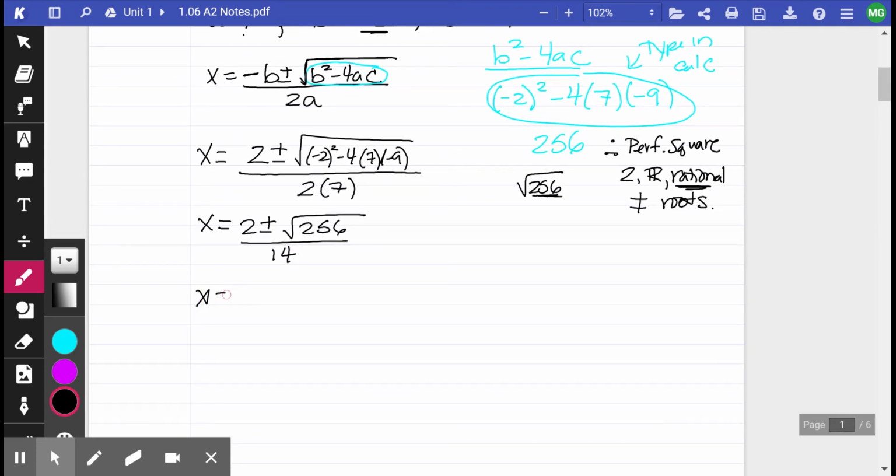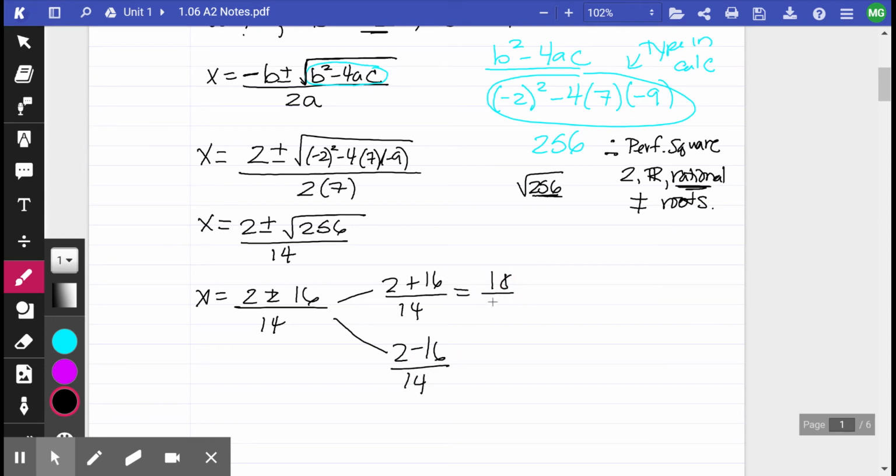Now I'm just going to continue to simplify. So the square root of 256 is 16. Now these are all like terms here. So now I want to continue to simplify. So this is like saying 2 plus 16 over 14, or 2 minus 16 over 14. 2 plus 16 gives me 18 over 14, both divisible by 2, so I get 9 over 7. And 2 minus 16 is -14 over 14, which gives me -1. So I have 2 different values for x, -1 and 9 over 7.